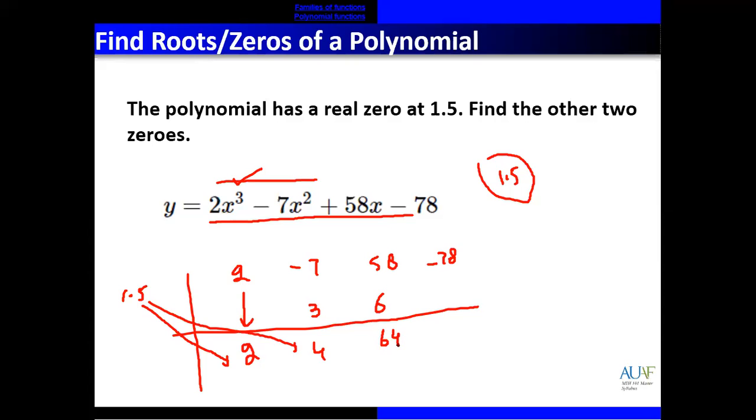Then you need to multiply 1.5 with 64. When you multiply 1.5 with 64, the result is what? 78. Wait. Yes, 96. Yes, 96. But why? Why? What is the reason?